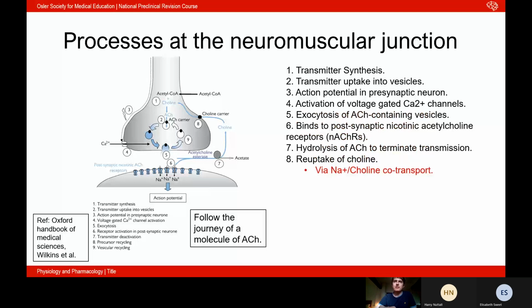And a lot of this is about making this an energy economic process. So we recycle the choline, we take it back into the presynaptic knob rather than synthesizing it again. And this is by the sodium choline cotransporter.